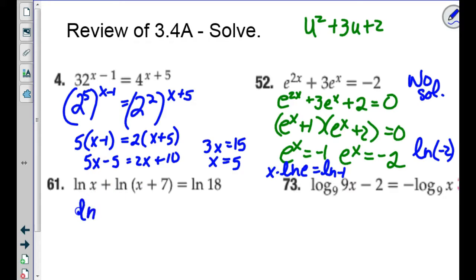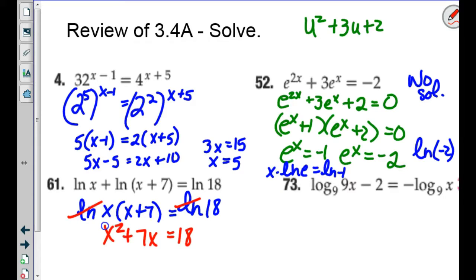Yes, we change this to the log of x times x plus 7, and over here we have the log of 18. Now can I get rid of the logs? Yeah. So I have x squared plus 7x equals 18. Should I factor an x out over here? Someone always does something like that. No. We need to make it equal to 0 and factor, right?